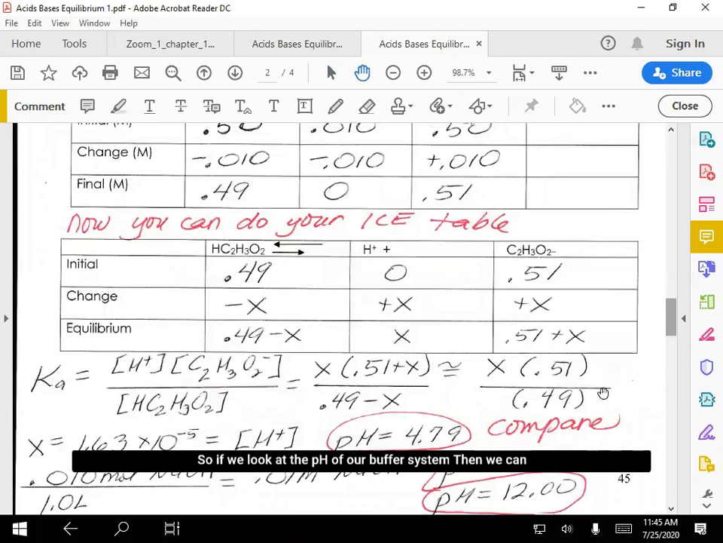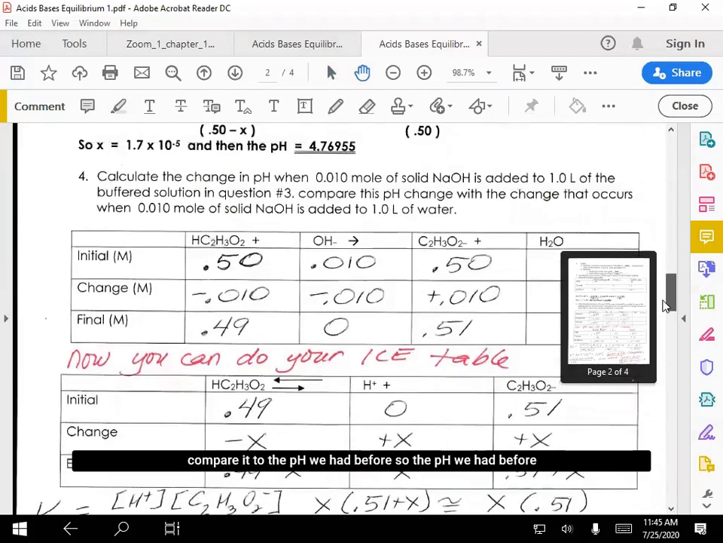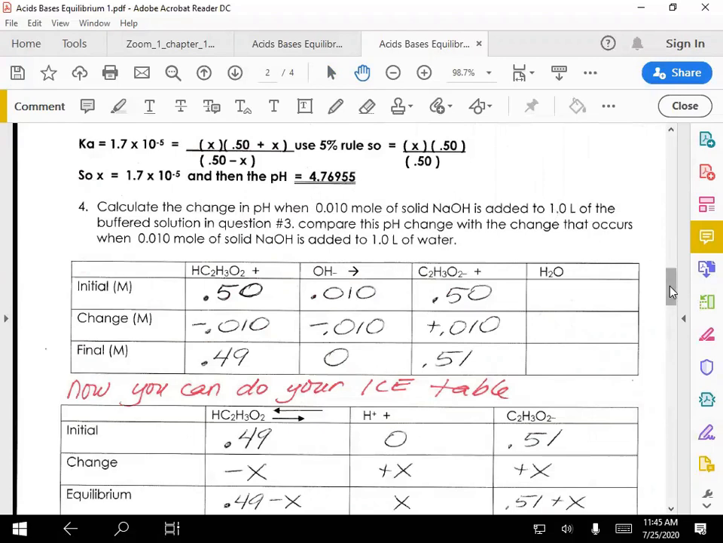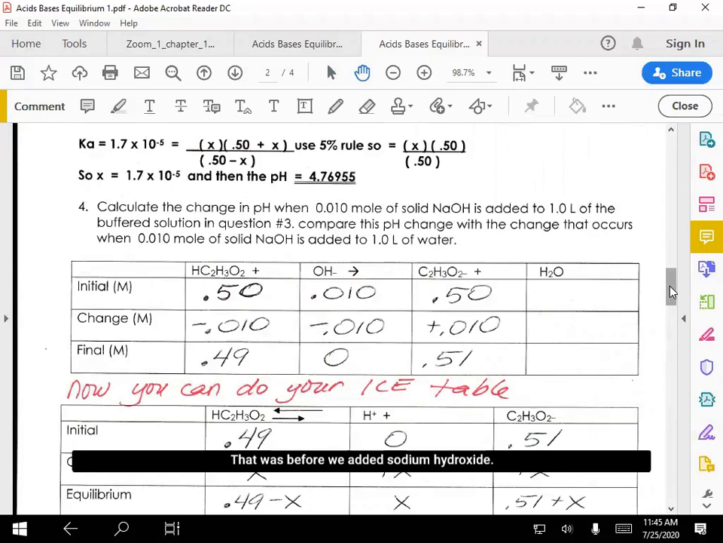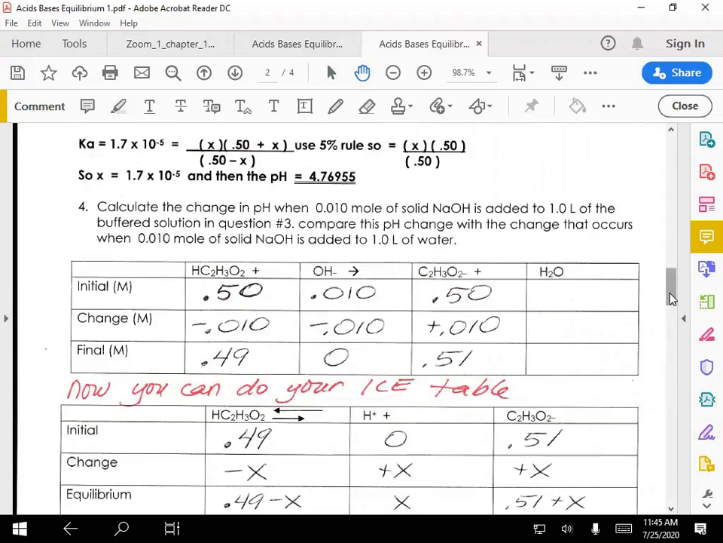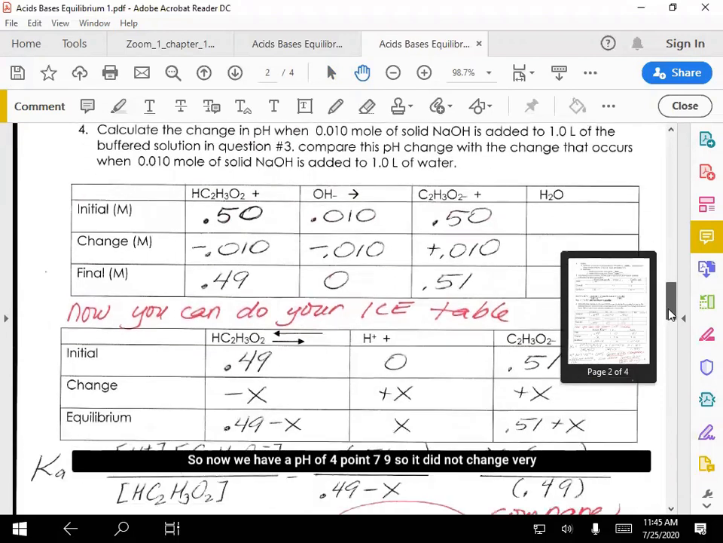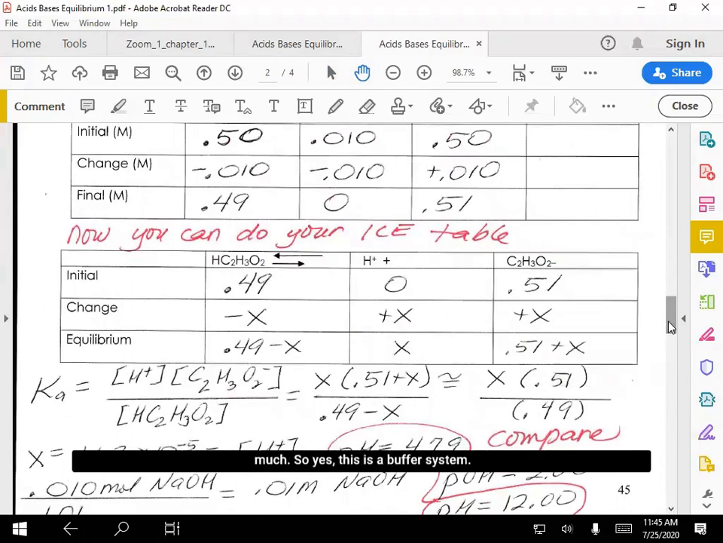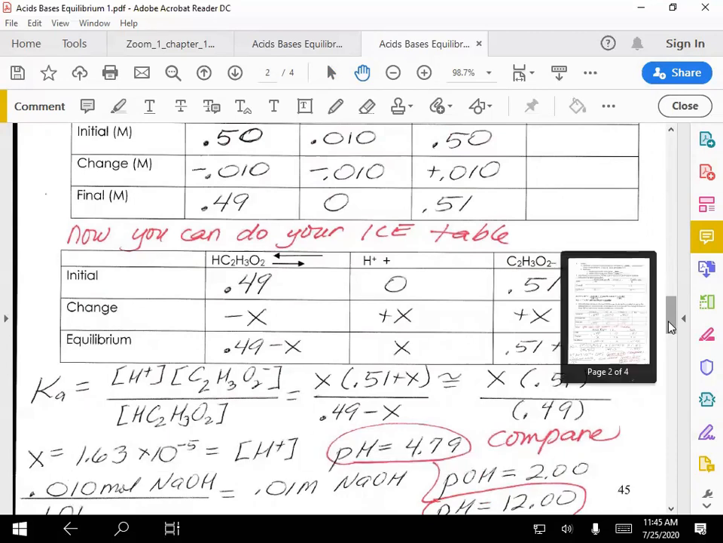So if we look at the pH of our buffer system, we can compare it to the pH we had before. The pH we had before was 4.76955. That was before we added sodium hydroxide. So now we have a pH of 4.79, so it did not change very much. So yes, this is a buffer system.